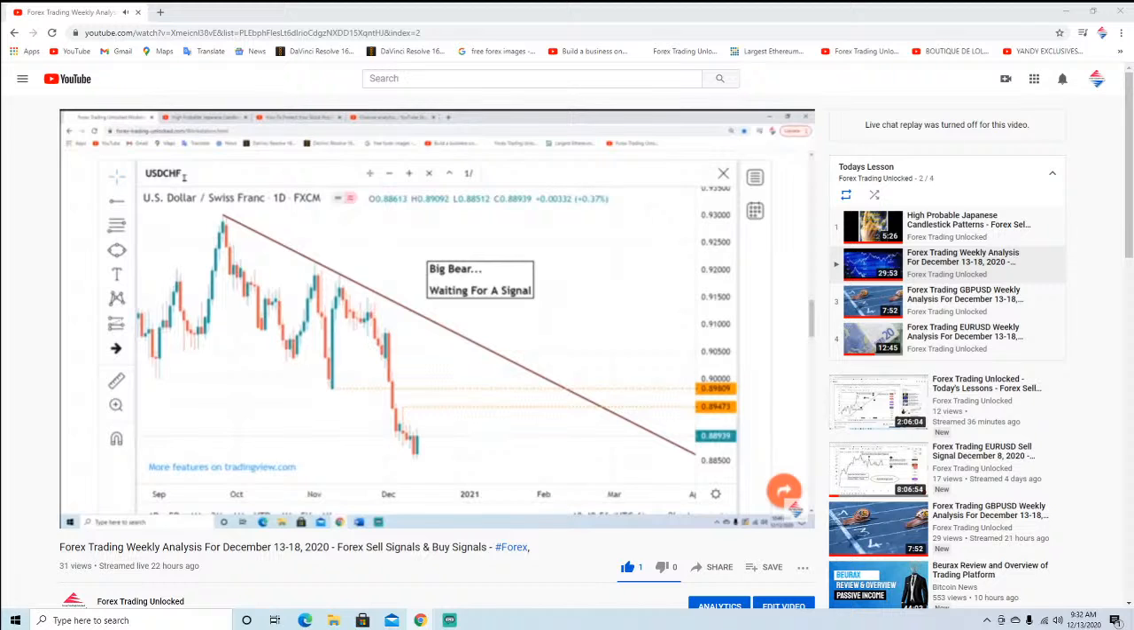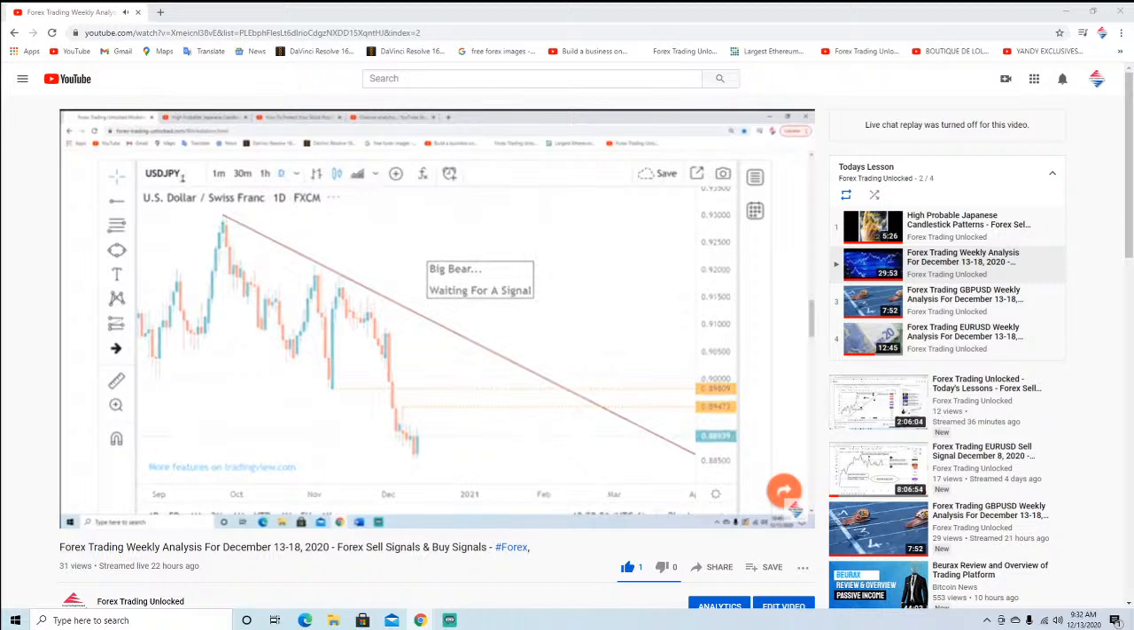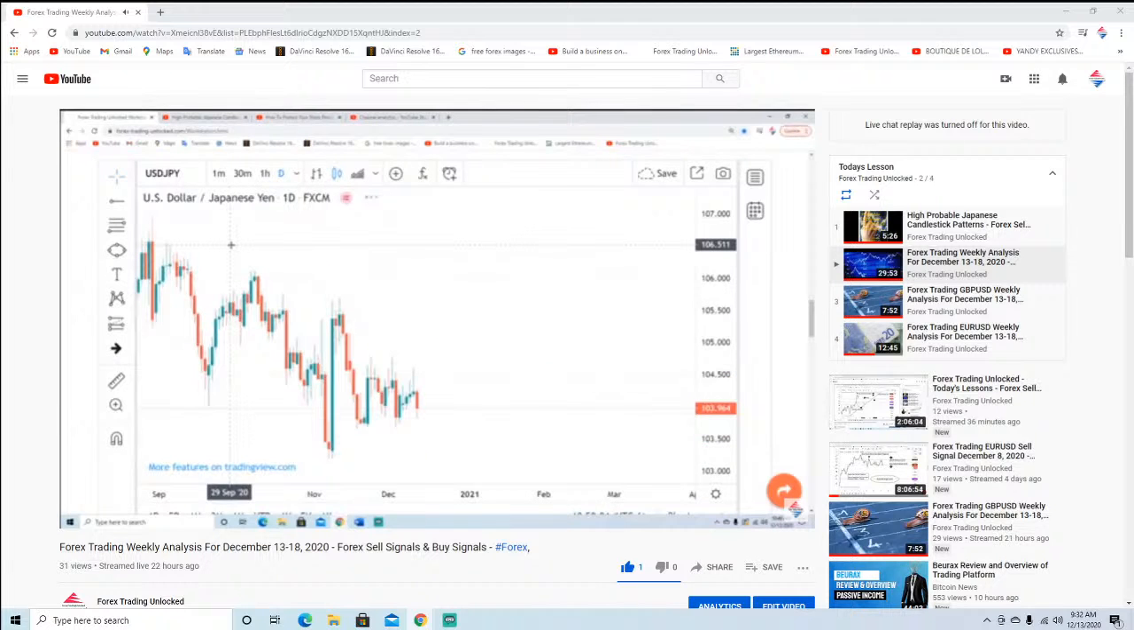Let's jump around the ocean and go the other way to Japan. The U.S. dollar versus the Japanese yen has been in a very interesting neutral phase here.